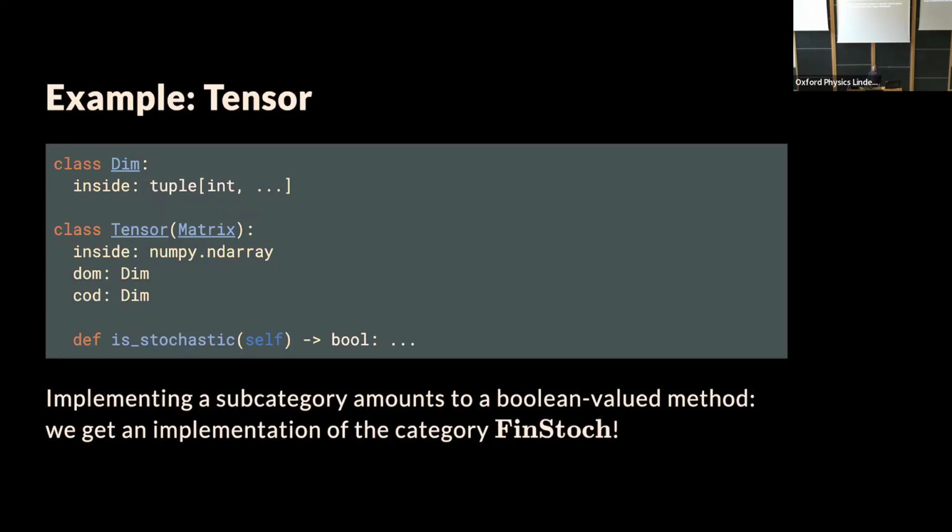And for example, you could implement a subcategory of tensors to be such that they are stochastic matrices, so that you can sum the rows and columns and get always one. And implementing a subcategory is just giving a method that checks whether the morphism is in that subcategory.